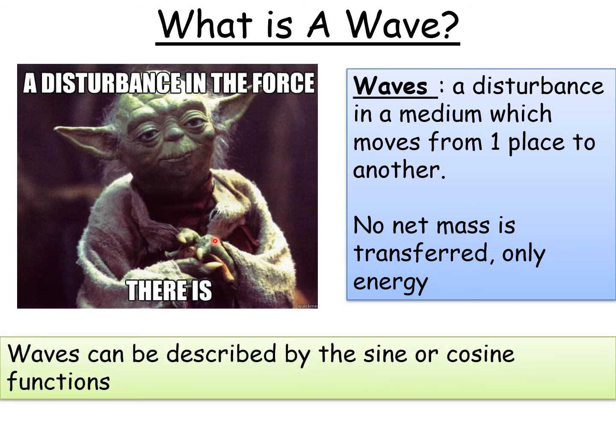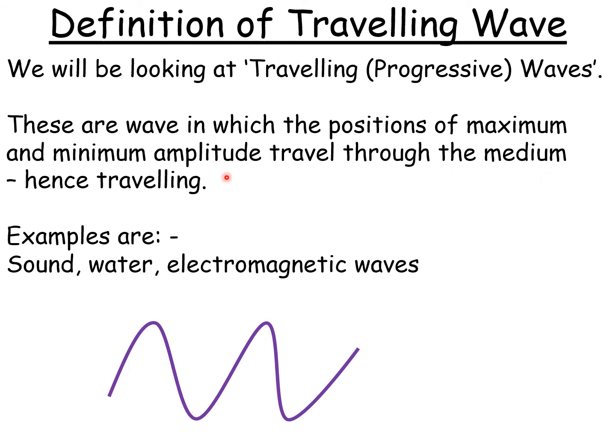And we know that waves can be described by sine or cosine functions, which we're really going to focus on later on. So first of all, the type of wave we're going to look at just now are called travelling waves or progressive waves. I googled this definition, and it's simply that these are waves in which the positions of maximum and minimum amplitude travel through the medium. Hence, it's called a travelling or a progressive wave.